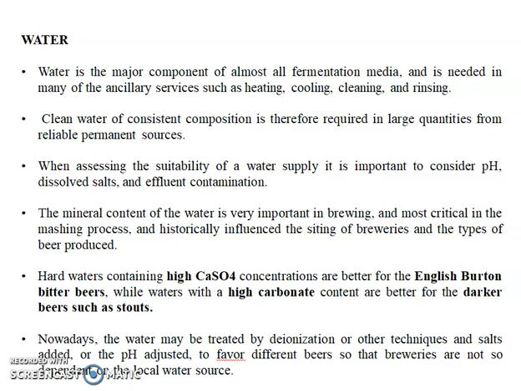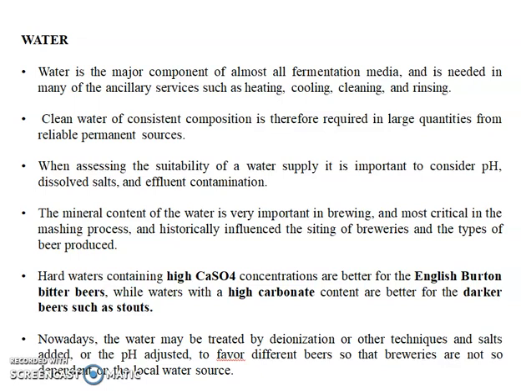You may have tasted the water from your area, and it is different in your college area. If you move from Malappuram to Ernakulam or to Trivandrum, the drinking water differs based on geographical location. The taste of the water changes because of the dissolved salts present in it. The mineral content of water is very important in any brewing industry, and most critical in the mashing process, and it historically influenced the setting of breweries and the types of beer produced.